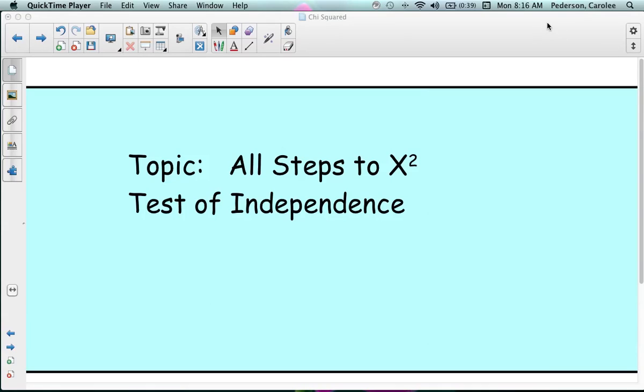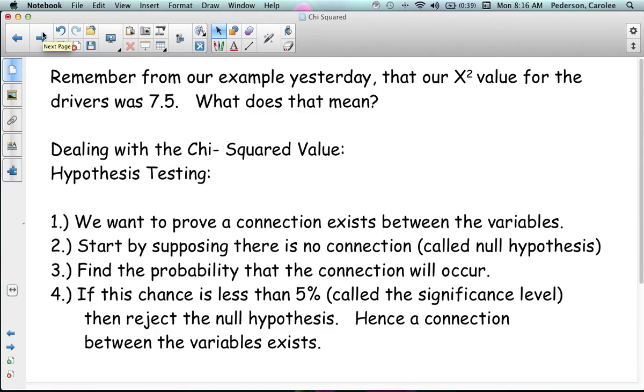This next video is now taking the chi-squared value and setting up all the steps. What we're trying to prove is whether there is a connection between the variables. You start off by supposing there's no connection, which is what we call the null hypothesis. We're going to find the probability that the connection will occur, and we're going to find it within a 5% significance level if there's a connection between the variables.